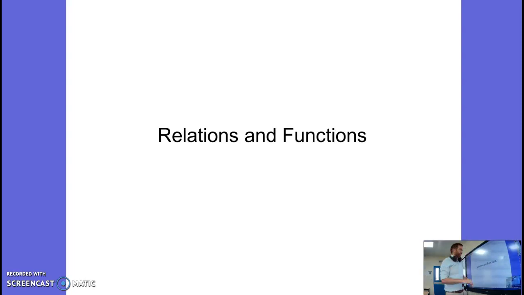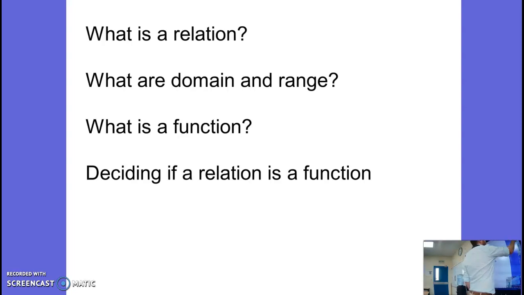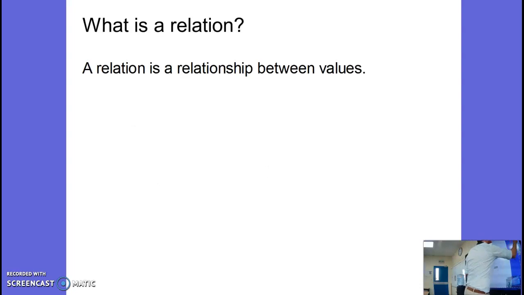Hey maths fans, relations and functions is the topic here. What we're going to be covering: we're going to be saying what is a relation, then we're going to see what a domain and range are, then we'll see what a function is, and then we'll try and decide if we have a relation or a function, and how to tell the difference.